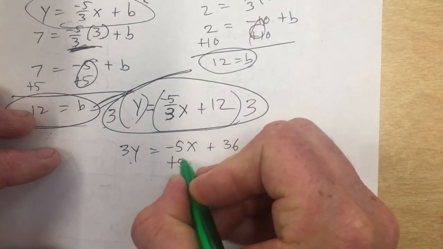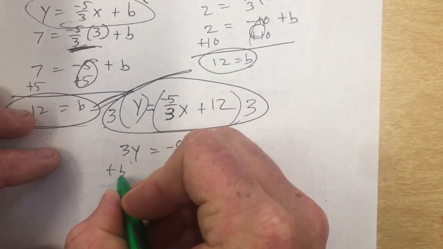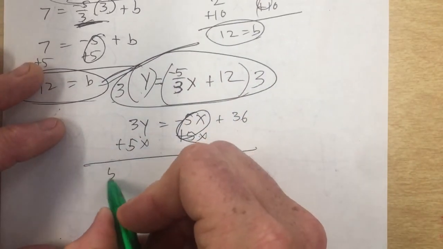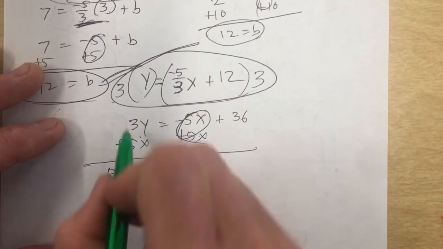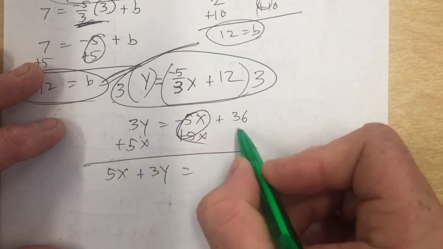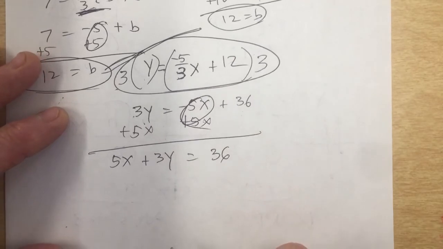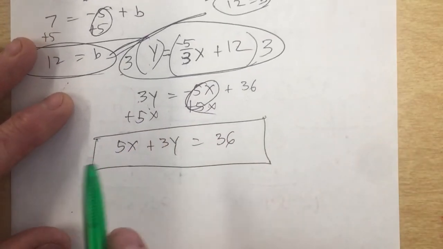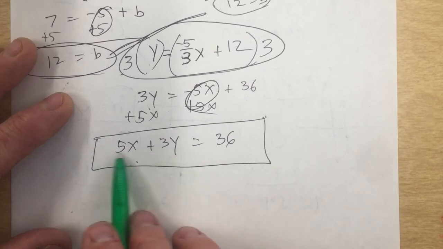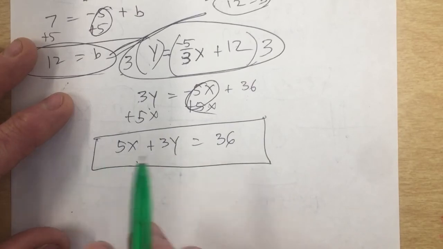Then I add 5x to both sides to make this go away. That gives me a positive 5x, put the x first. That's a positive 3y, put that second. And over here equals 36. And there you go, we're done. This is standard form because there's no fractions, we've got our x's and y's both over here, and this is positive, so we're in good shape.